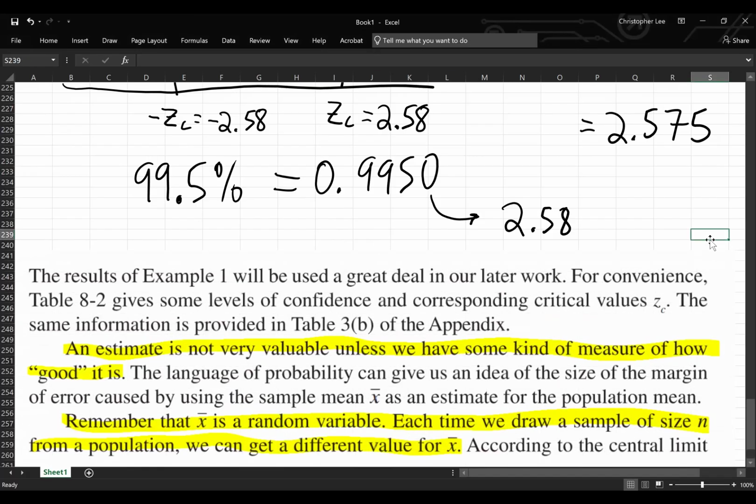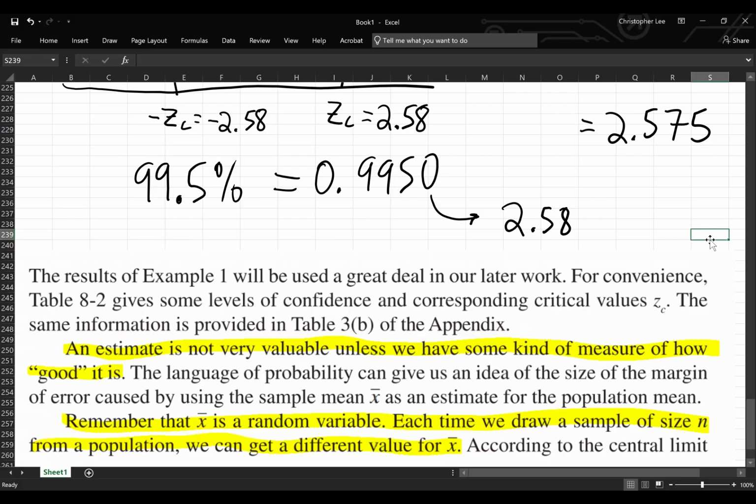The results of example one will be used a great deal in our later work. For convenience, table A2 gives us some levels of confidence and corresponding critical values, Z critical. The same information is provided in table 3B of the appendix. An estimate is not very reliable unless we have some kind of measure of how good it is. The language of probability can give us an idea of the size of the margin of error caused by using the sample mean, X bar, as an estimate of the population mean.